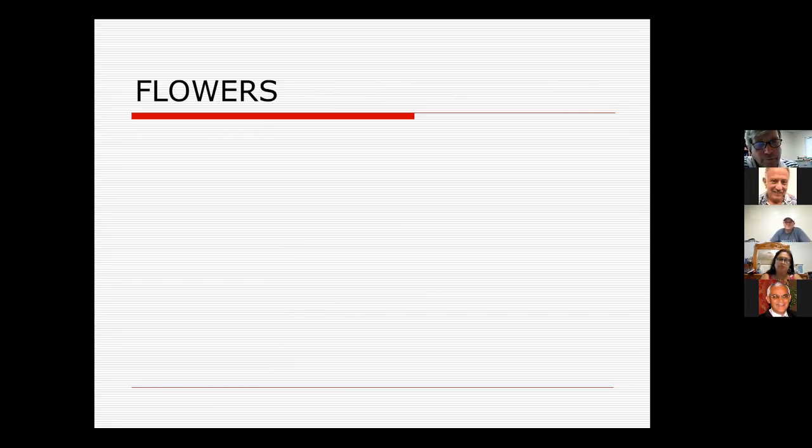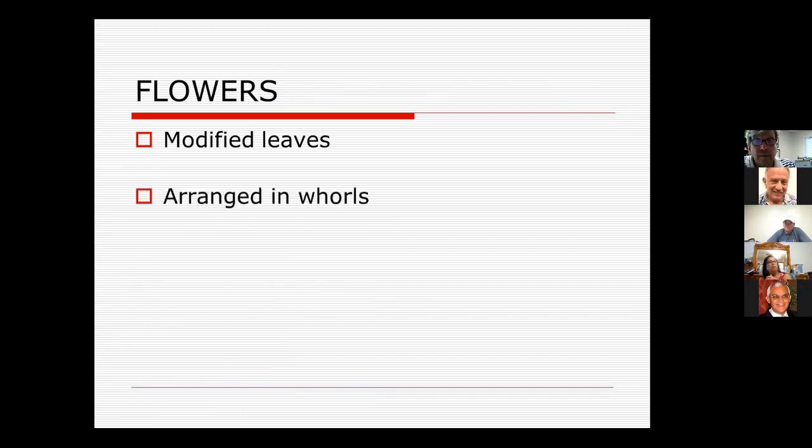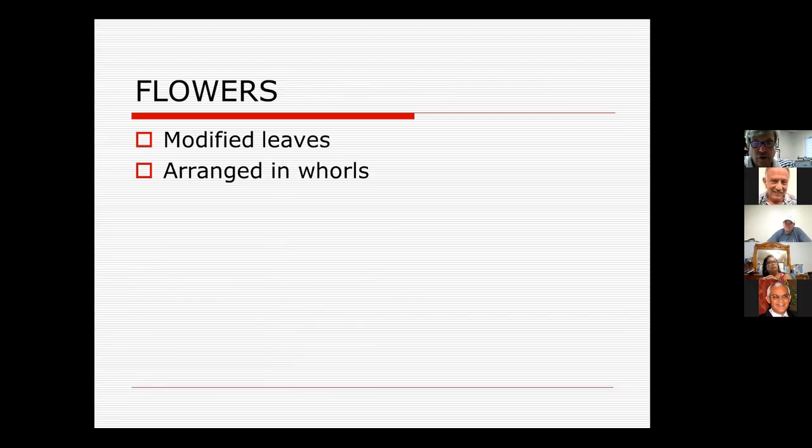So the flowers, I want you to know some facts about flowers. First of all, flowers are essentially modified leaves. So flowers have leaf arrangements, and if you look in a flower, that's a whorled leaf arrangement within there. You have whorls of petals, whorls of the stamen, and whorls that are fused together to make the pistil and things like that. But flowers are essentially just a modification of leaves. And again, like I said, they're arranged in whorls.